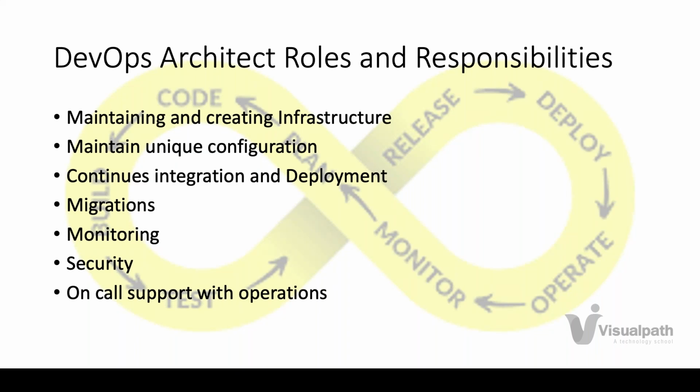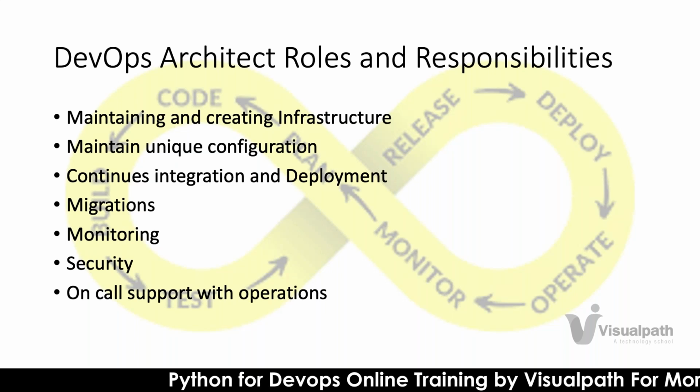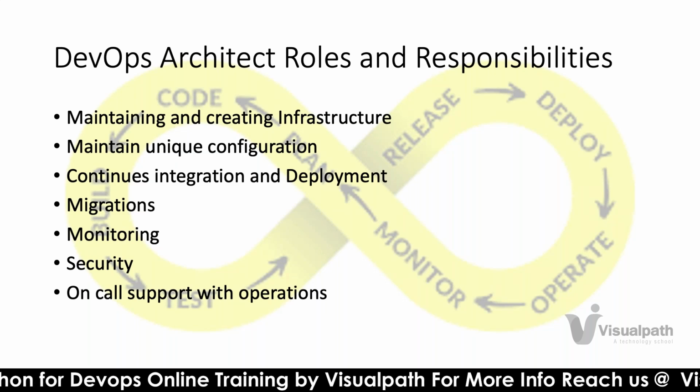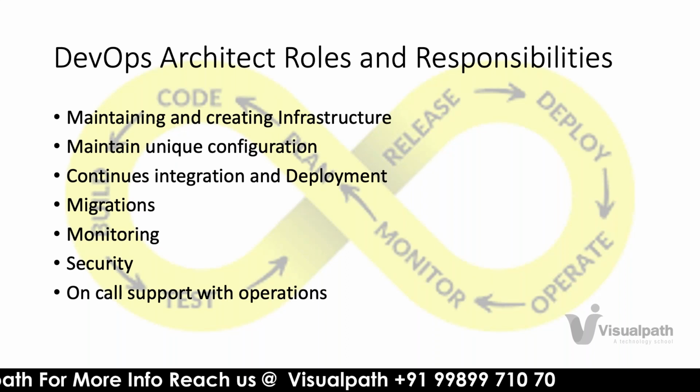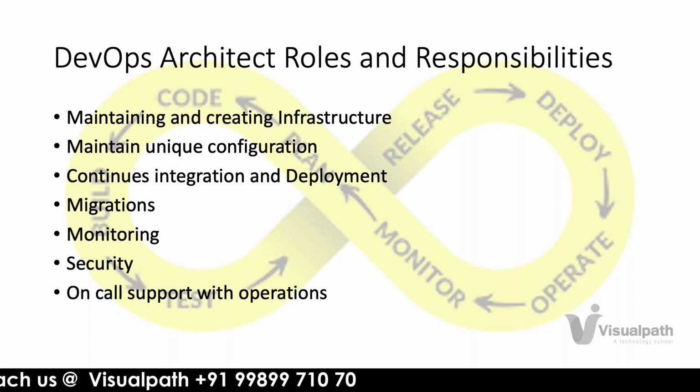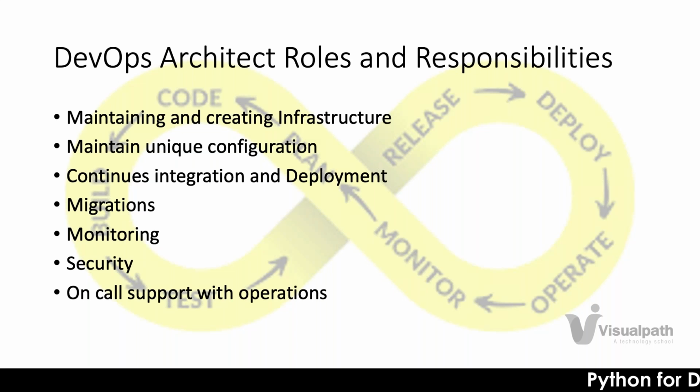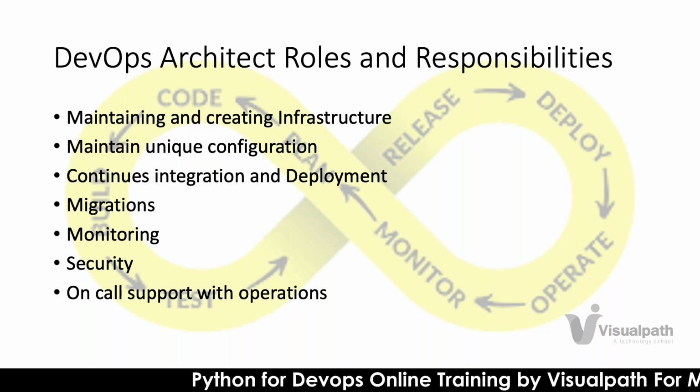And then continuous integration and deployment. Whatever development is happening, that should be deployed to the infrastructure, and that needs to be automated. Then migrations: whatever legacy infrastructure is there is going to get migrated towards the new era of infrastructure, maybe a cloud or on-premises infrastructure, anything. So how are you migrating the legacy to on-premises?